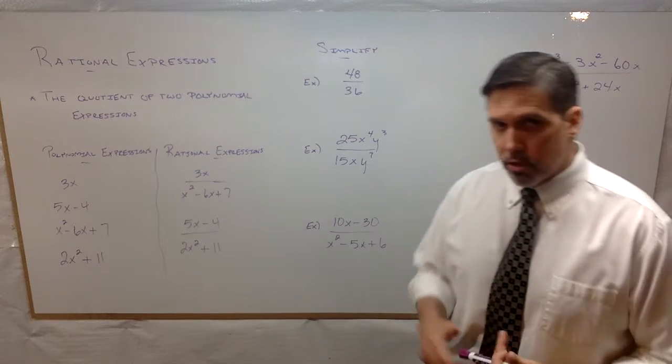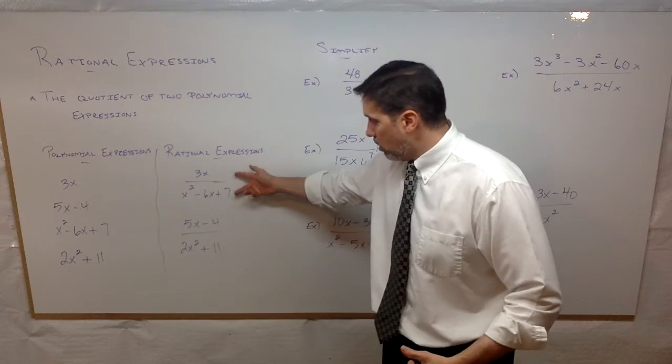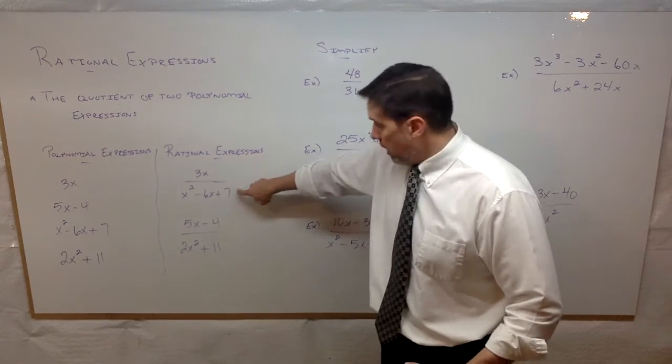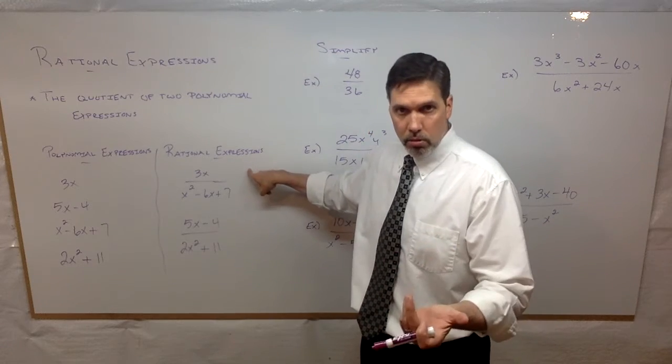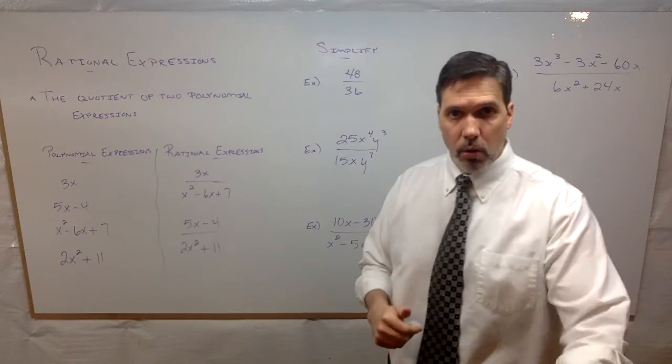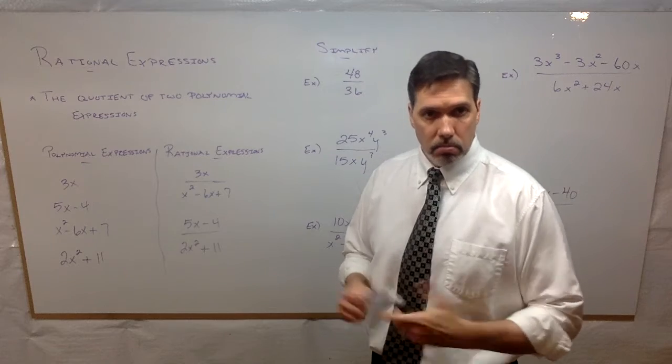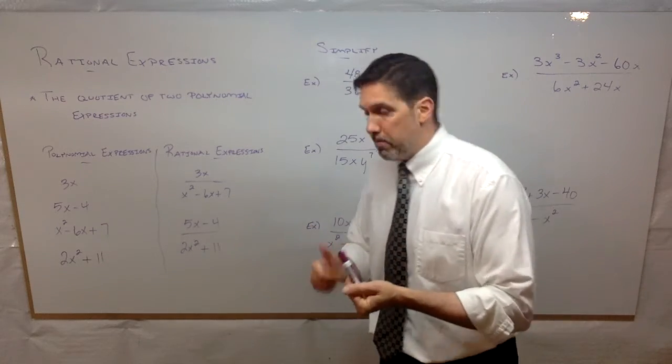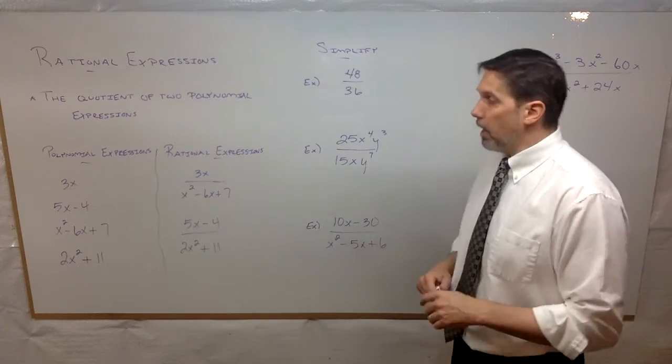Now, remember, with division, it does matter how you divide. So if I flip this and put x squared minus 6x plus 7 in the numerator and 3x in the denominator, that's a totally different rational expression. So we do have to be careful how we divide. Make sure it's what we want here.